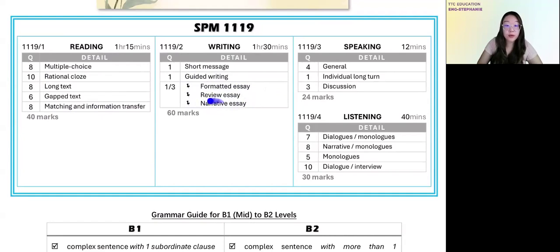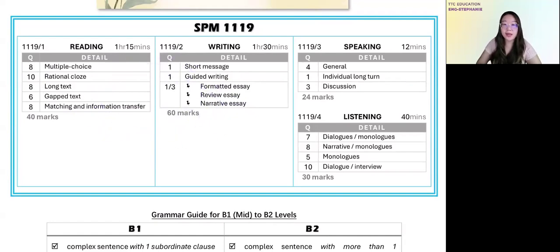You will have the review essay, and also the narrative essay. Either you have to complete the essay with a given line, like for story writing, or end something with a given line, or they ask you to write about something you regret the most, or things like that. But mainly the narrative essay is story writing. This contributes 60 marks, so here is already 100 marks.